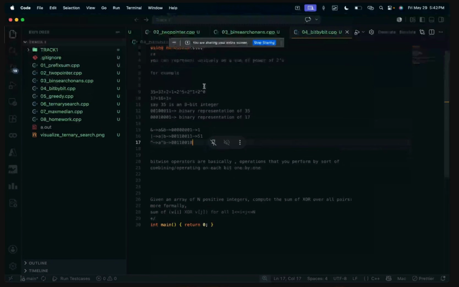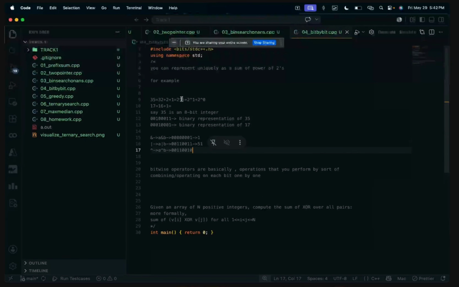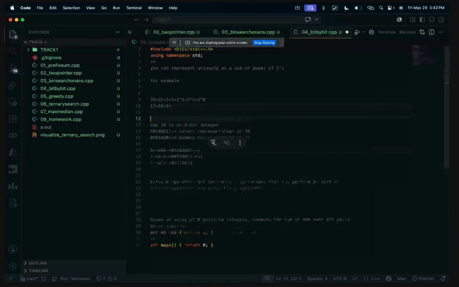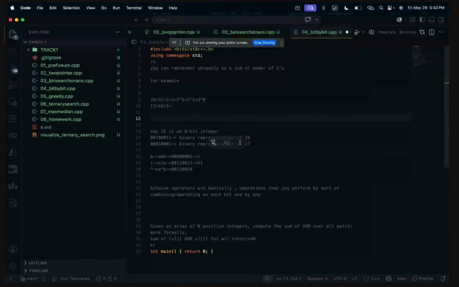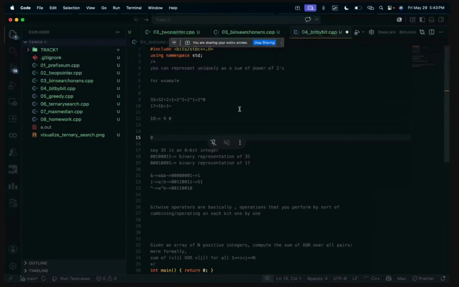Okay, before that, I'll tell you how to convert stuff to binary in case you've not done that before. The way you convert to binary, say you have a number, say 18. What you do is you divide this by 2. The quotient is 9. The remainder is 0. Put the remainder here. Now take 9, divide this by 2. The remainder is 1. Put the remainder here.